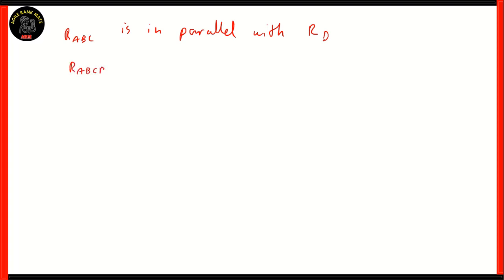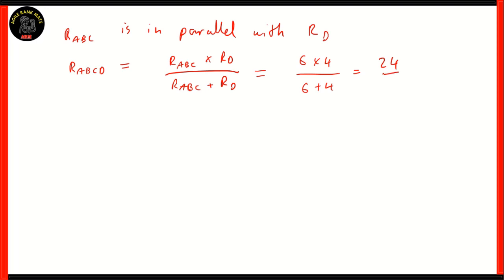Therefore, the total resistance ABCD is RABC multiplied by RD over RABC plus RD. That would be 6 into 4 divided by 6 plus 4, which is equal to 24 over 10, which is equal to 2.4 ohms.